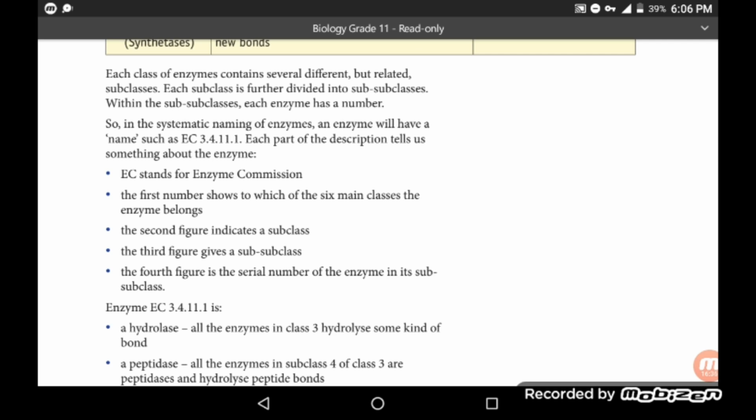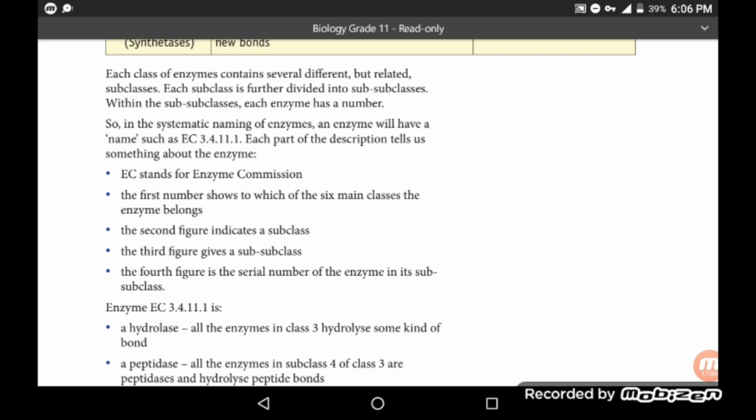So EC stands for enzyme commission, the body that classifies enzymes. The first figure shows to which of the 6 main classes the enzyme belongs.